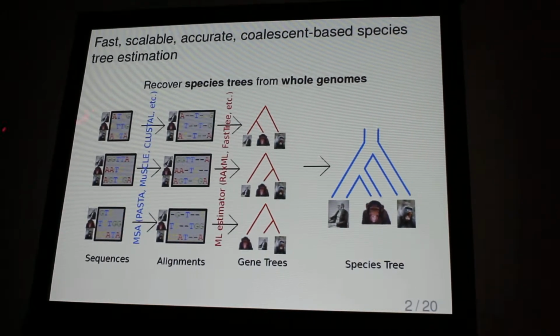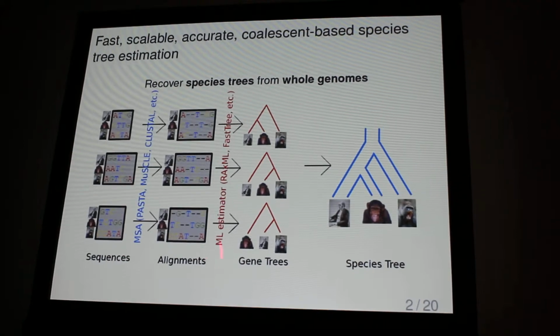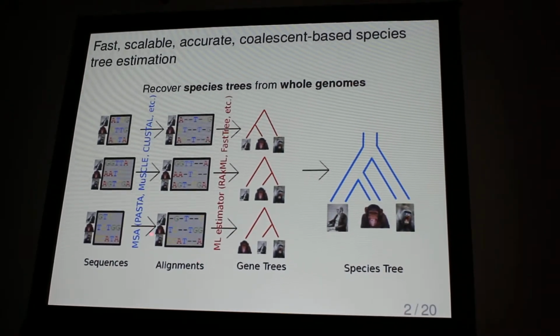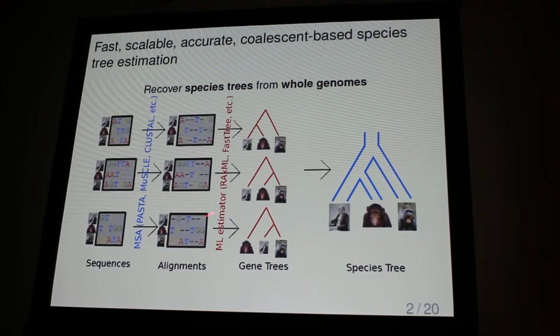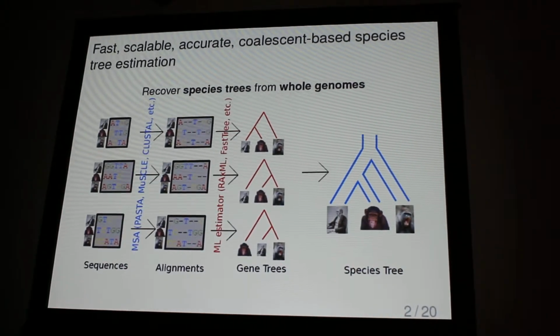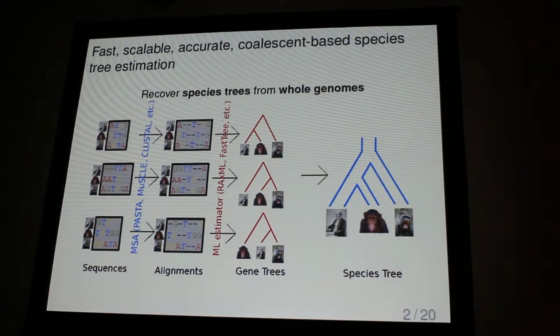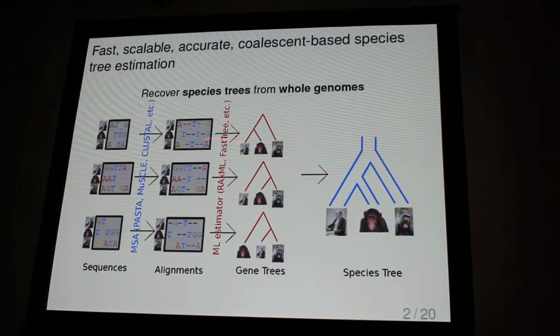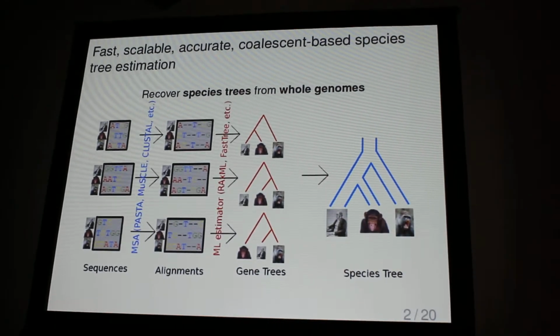So we start with our unaligned sequences, then we use a multiple sequence aligner like MAFFT, MUSCLE, or ClustalW to get alignments. Then we typically use a maximum likelihood estimator to get gene trees from those alignments, and then we combine these into a species tree. And what we're going to focus on is this process of getting the species tree.